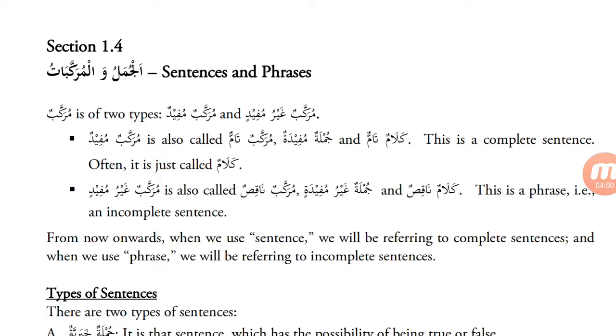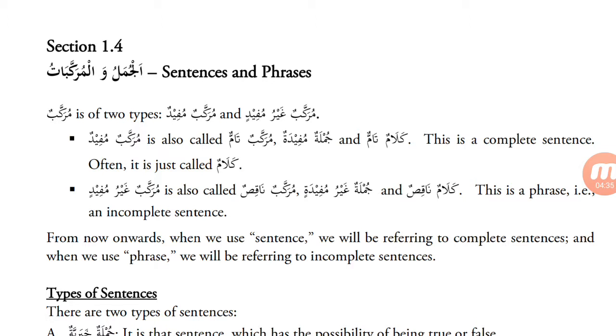Zayd's book. What about Zayd's book? Is it old? Is it new? Is it on the shelf? So the listener requires more information. So this is an example of a Murakkab Ghayr Mufid. A Murakkab Ghayr Mufid is a compound of two or more words that doesn't benefit the listener. It is not a complete sentence, it is a phrase, it is part of a sentence.